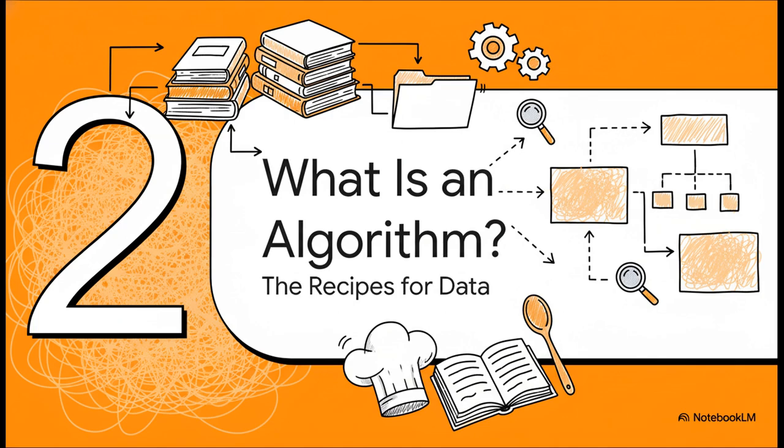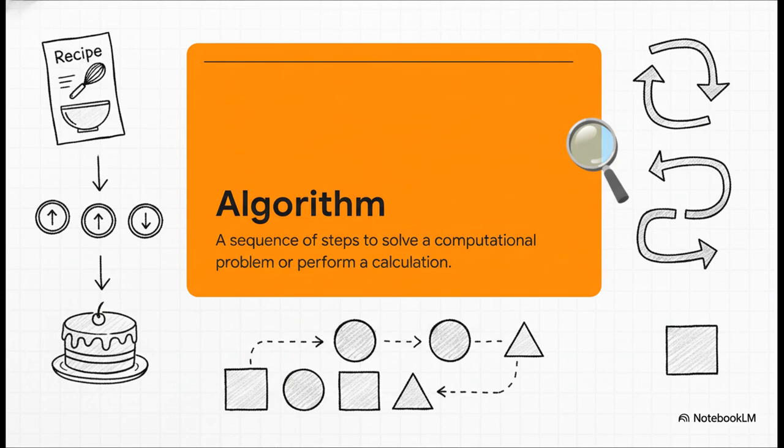So, we've got these fantastic ways to organize our data, but just having it organized doesn't do anything. We need to act on it. How do we find something or sort it or change it? Well, that's where algorithms come in. They're the step-by-step recipes that our computers follow to get stuff done. At its core, an algorithm is really just a set of instructions. It's a clear, step-by-step procedure to get from a problem to a solution.